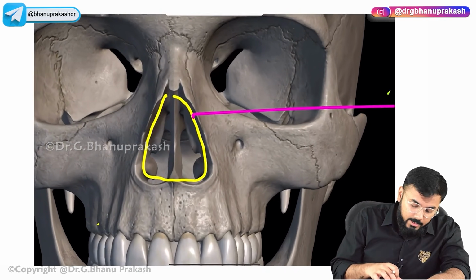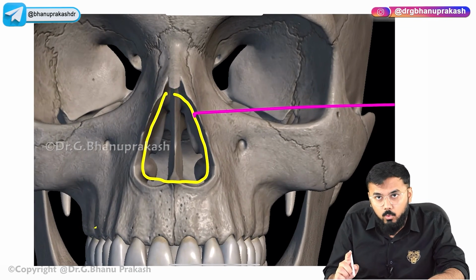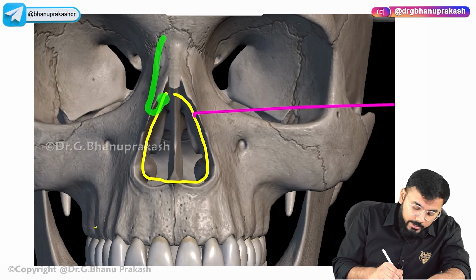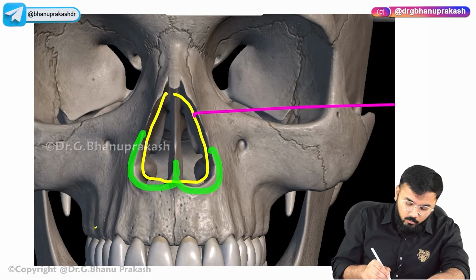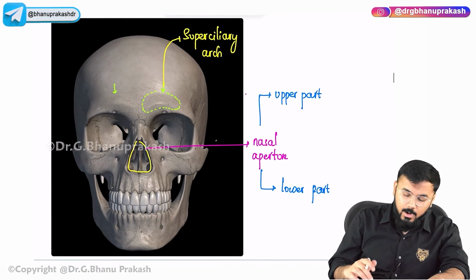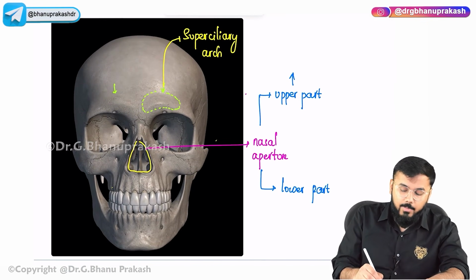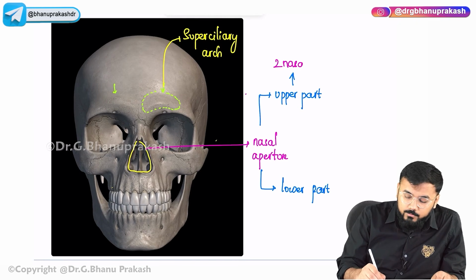Now tell me, the upper part of the nasal aperture is formed by what bones? The upper part is formed by two nasal bones. You see, two nasal bones are forming the upper part of the nasal aperture. The lower part is formed by what bones? Maxilla. Here also you have maxilla. So the upper part of the nasal aperture is formed by what? Two nasal bones.